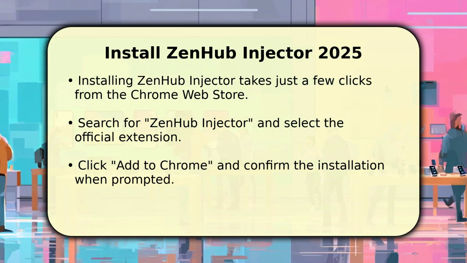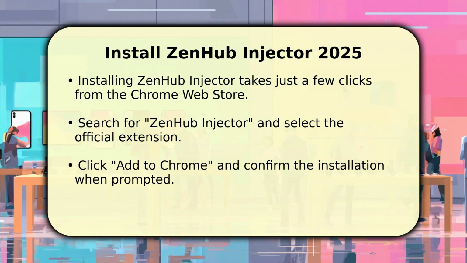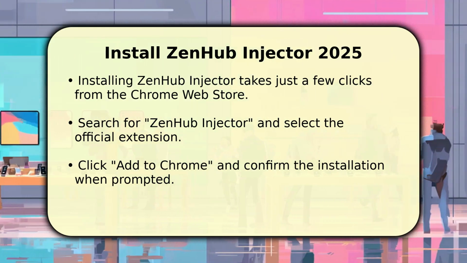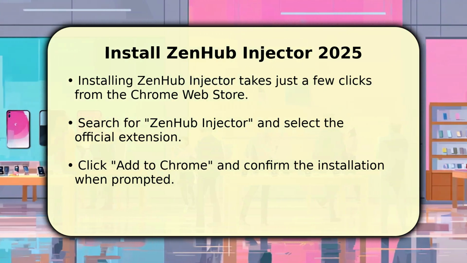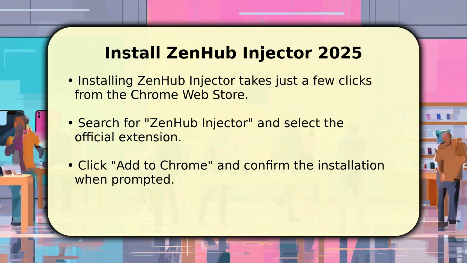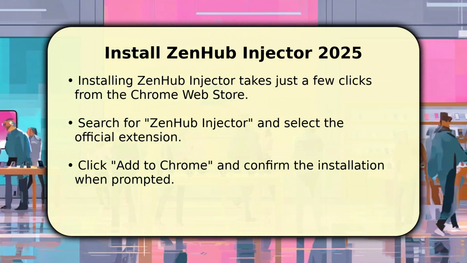A small pop-up will appear, asking you to confirm the addition. Click Add Extension there, and the ZenHub Injector icon will soon appear in your browser's toolbar, signaling its successful installation.